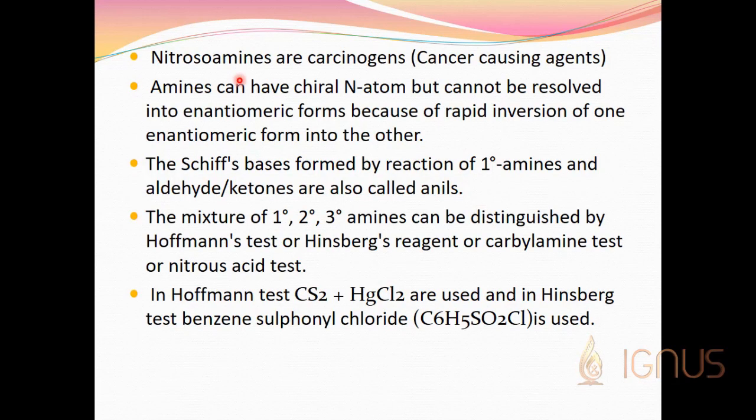Here are some points regarding the chapter. Nitrosoamines are carcinogens. Amines can have a chiral N atom but cannot be resolved in enantiomeric form because of rapid inversion of one enantiomeric form into the other. The Schiff base formed by reaction of primary amines and aldehydes or ketones is called an imine. A mixture of primary, secondary and tertiary amines can be distinguished by the Hinsberg reagent, Hofmann test or carbylamine test.